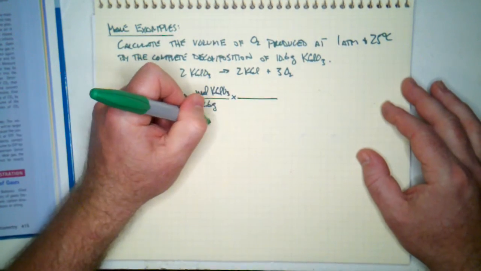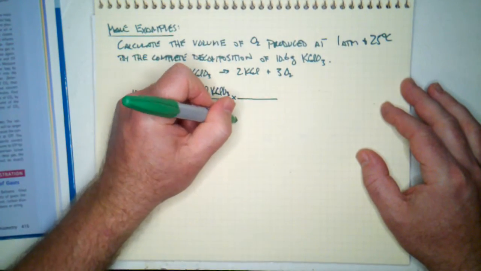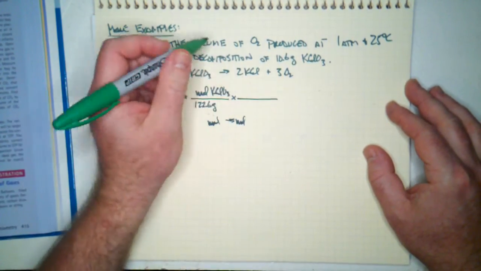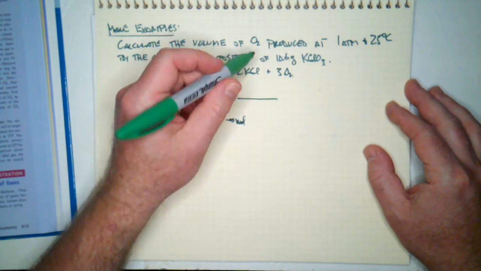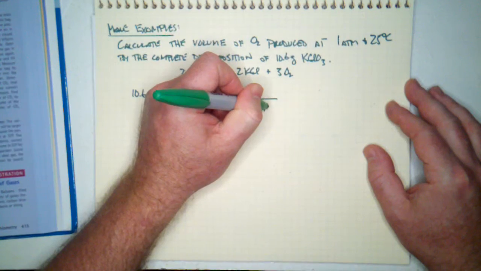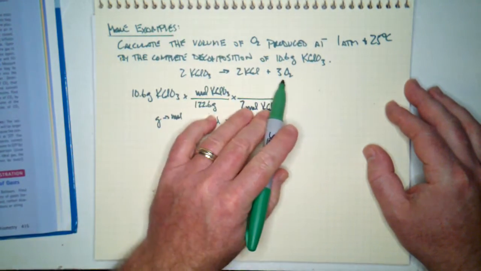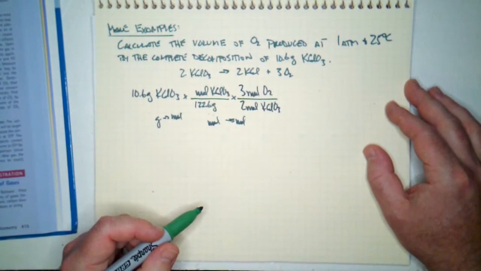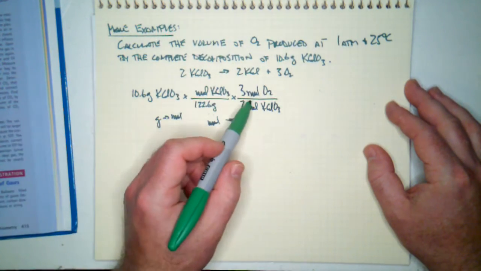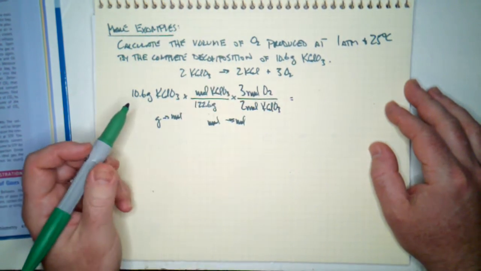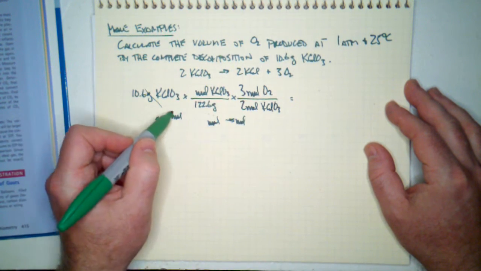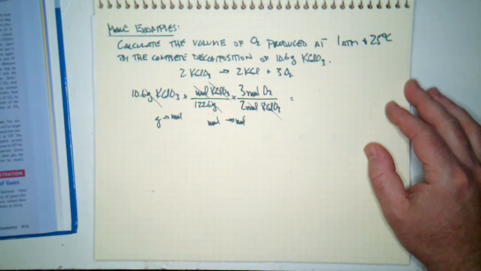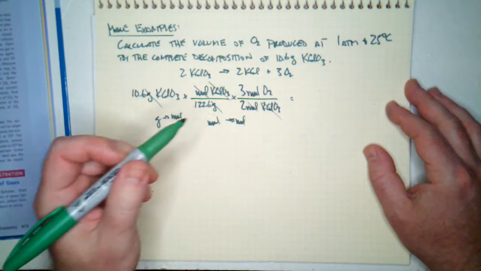Now, we've got to go from moles of the first thing to moles of the second thing. So we know that we've got moles of potassium chlorate here. So 2 moles potassium chlorate give us 3 moles of O2. So from here, we know that we can figure out the moles of oxygen. And that's the first thing we need to find. Let's cancel units, make sure it's going to work. Grams cancel, moles of KClO3 cancel. I'm left with moles of oxygen.